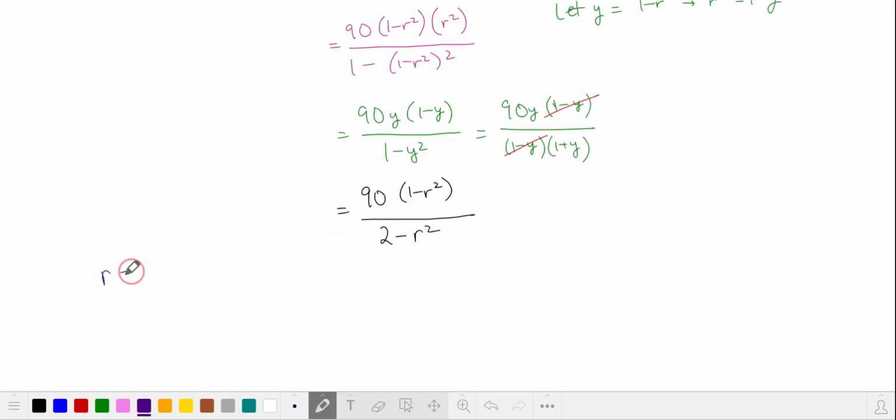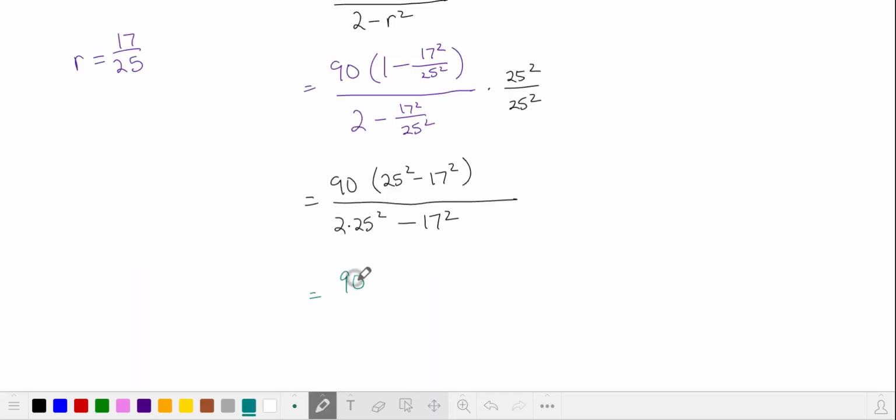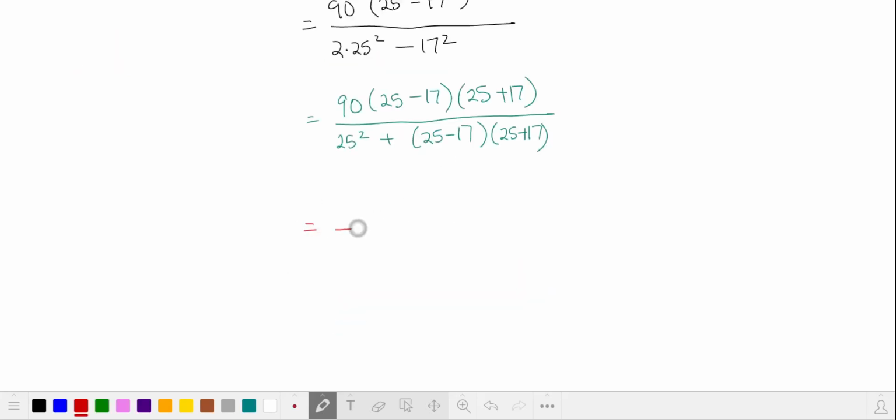Now we're ready to plug back in. R is equal to 17 over 25. We'll start by getting rid of the fractions by multiplying by 25 squared over 25 squared. This might be easier if we write our numerator and denominator in terms of the difference of squares factorization. I'll pull out one of these 25 squareds. In this problem, we're only interested in the denominator, so I want to see what factors are going to cancel out. So I'll just leave my numerator unmultiplied and in terms of its prime factors.